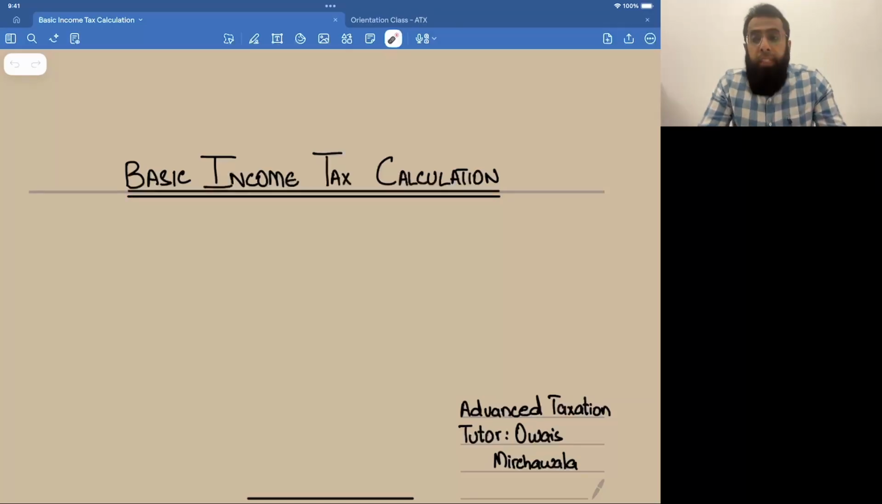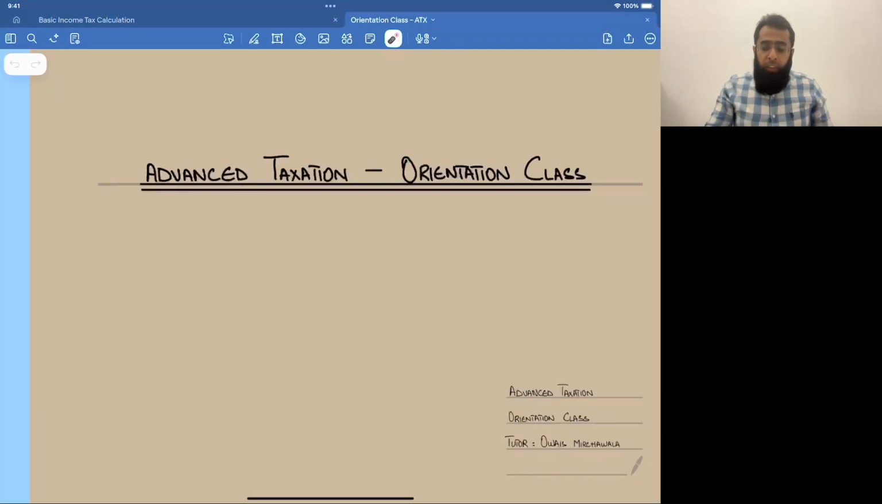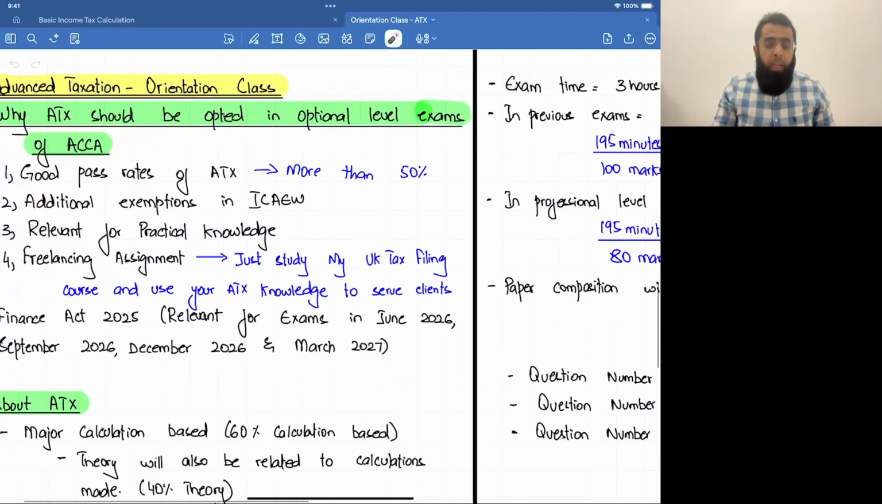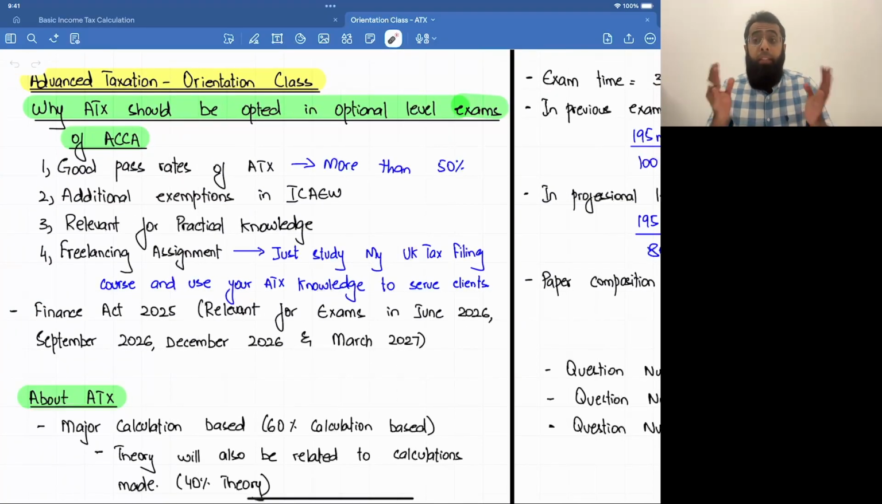But before going into detail of this chapter, let's take a quick review of what we discussed in the previous introductory class of our advanced taxation course. If you remember, in the previous class, we discussed some important things about this course. First of all, we discussed why someone should opt for advanced taxation in their optional level exam. We looked at good pass rates of this exam, additional exemptions we get in ICAEW, its practical relevance, and the freelancing opportunities once you are done with this course.